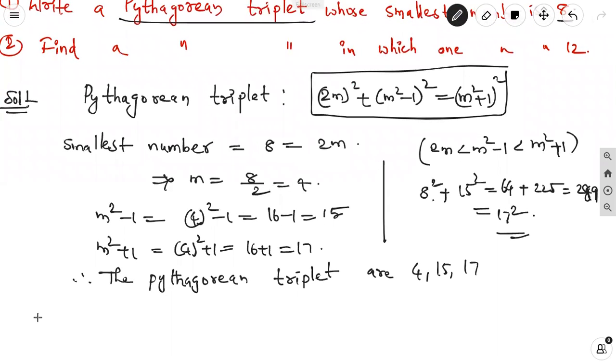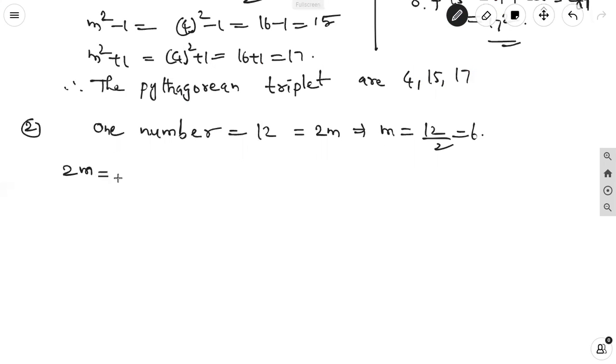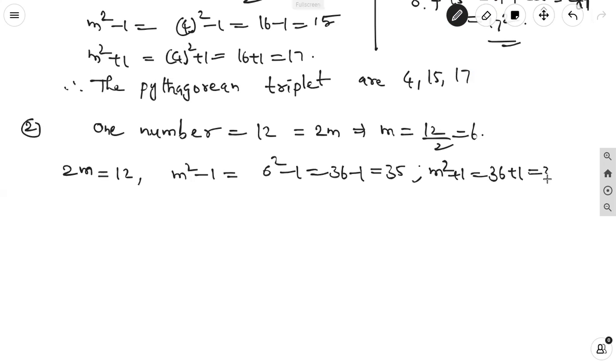The second problem: find a Pythagorean triplet in which one of the numbers is 12. We take that number as the smallest number. One number is equal to 12, and 12 can be written as 2m. From this, m equals 12 by 2, equal to 6. So 2m equals 12. m squared minus 1 equals 6 squared minus 1, 36 minus 1, equal to 35. m squared plus 1 equals 36 plus 1, equal to 37.